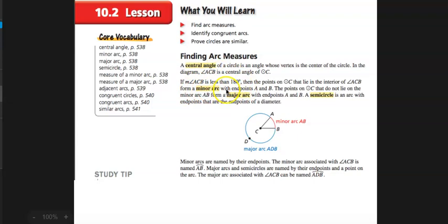So we have the central angle, we have the minor arc, and with the minor arc comes a major arc. Arc AB is the minor arc, and arc ADB, going all the way around, is the major arc. Easy enough, I think. A semicircle is just half the circle, no big deal.